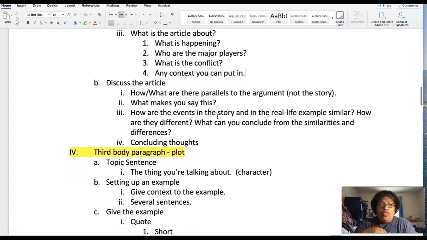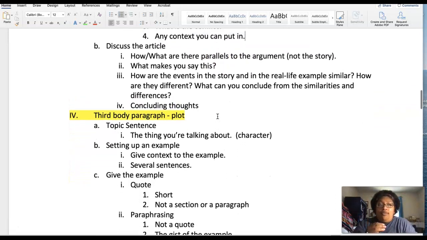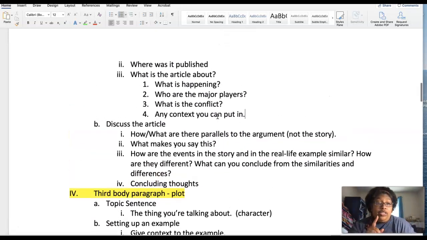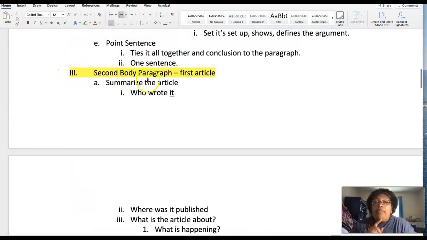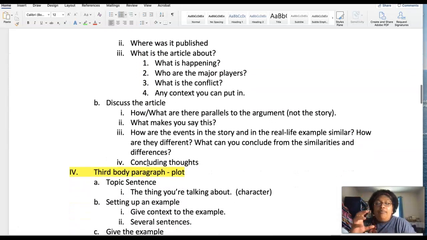And so after you do all that, then you're going to discuss the article. This is in the same paragraph, right? So you see how this is in the second body paragraph. You're going to transition here, and I should probably write transition. So you'll have a transitional phrase that shows the reader, okay, I'm done talking about the summary. I'm now going to discuss this article.